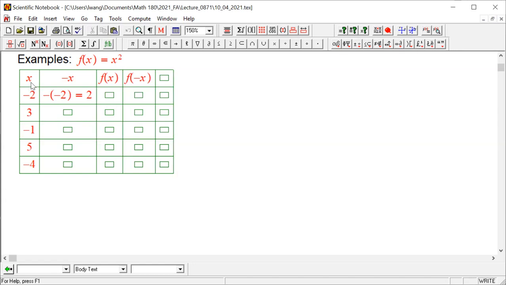Right? So some of our students, when they see negative x, tend to assume that x is going to be positive and negative x is going to be negative. No, that's not necessarily so. x could be negative itself. So negative x could be positive.